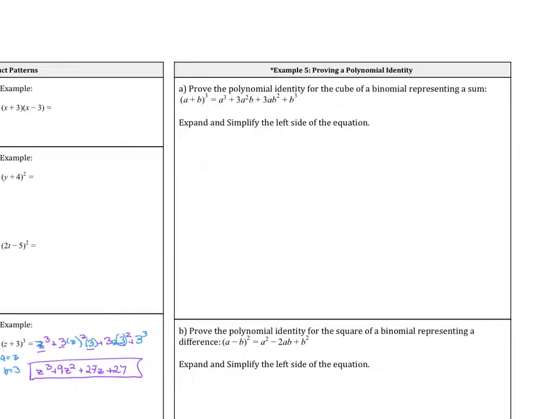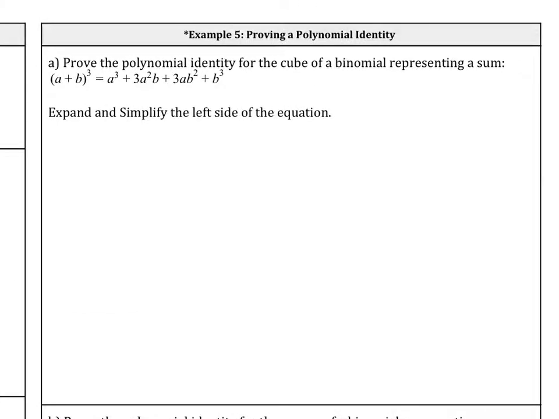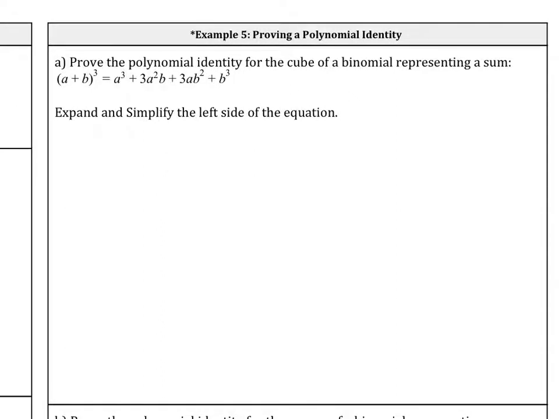Now, in order to show the proof of why that is, we're going to prove the polynomial identity for the cube of a binomial representing a sum. So we're going to multiply this. A plus b cubed equals a cubed plus 3a squared b plus 3ab squared plus b cubed. So that's what we should get. So we're going to prove it by actually expanding and simplifying. So let's do a plus b to the third power, and then we're going to expand it. A plus b times a plus b times a plus b.